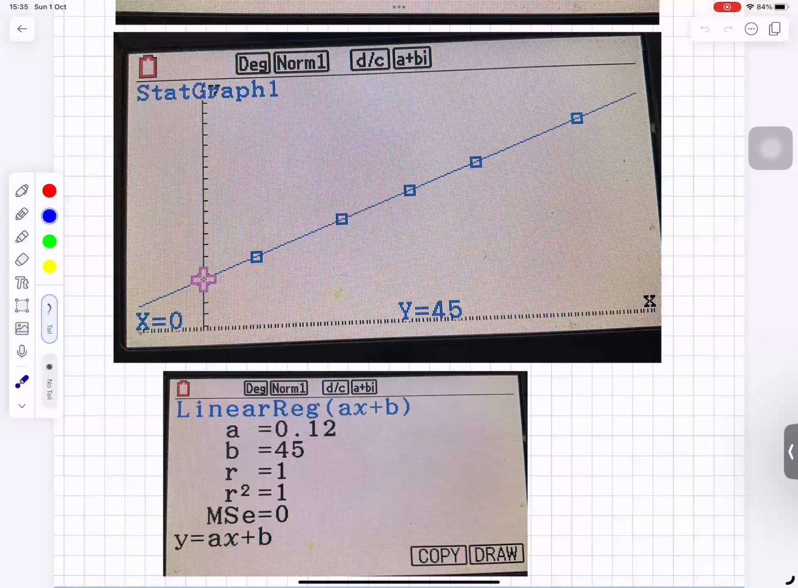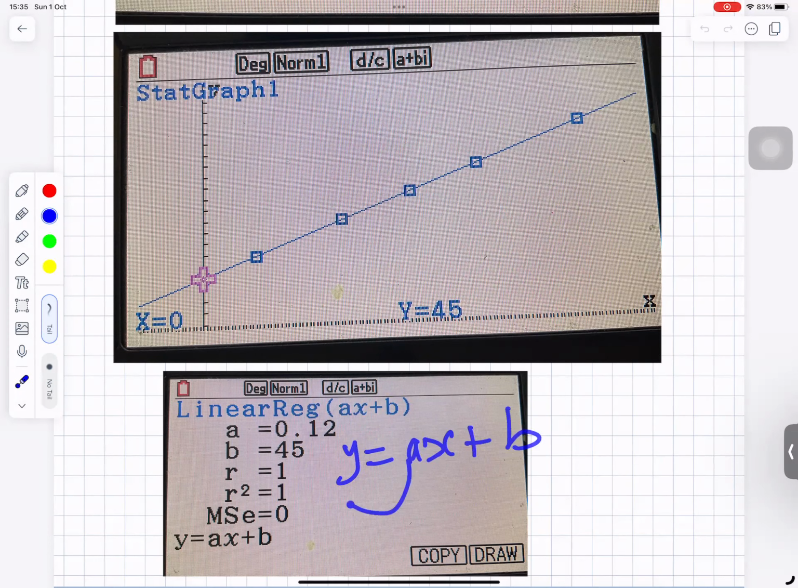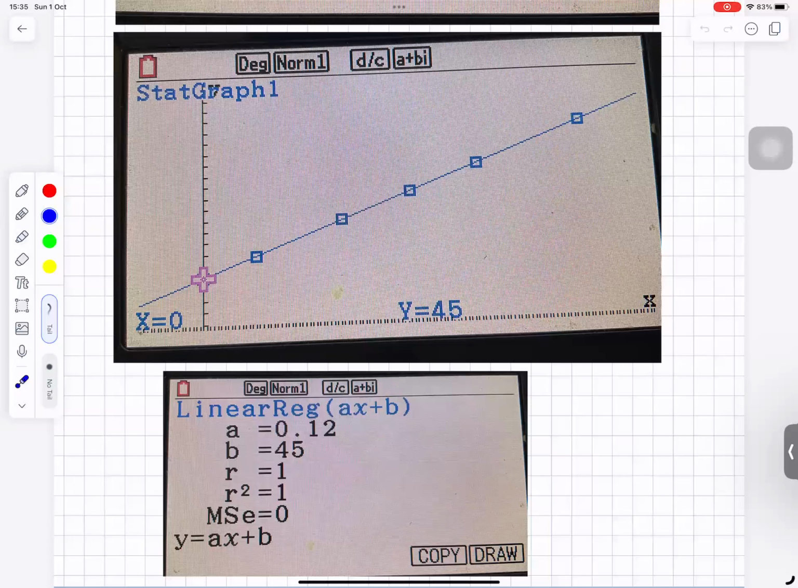When you go to your calculator, you just press calculate. And then it gives you A is 0.12, B is 45. And that graph is in the form Y equals AX plus B. So A is that 0.12, B is the 45. And that's it. That's how quick you get it with a calculator. You don't have to draw a triangle on the graph.